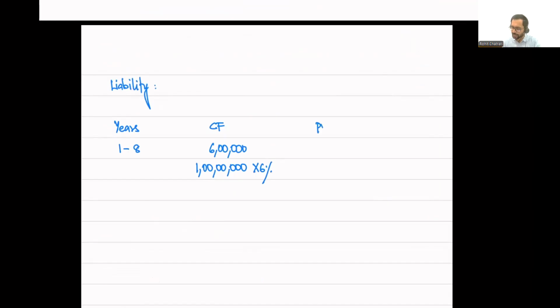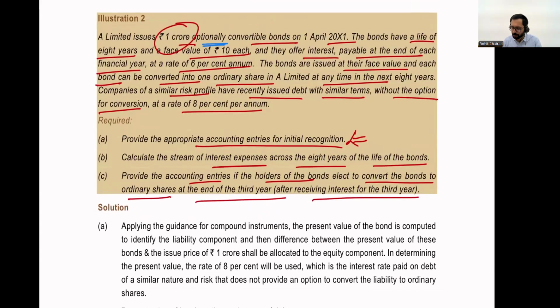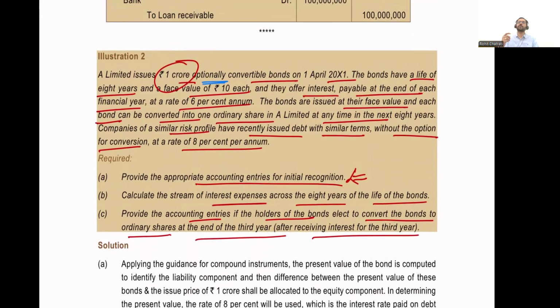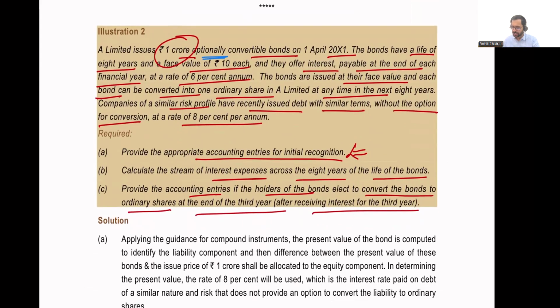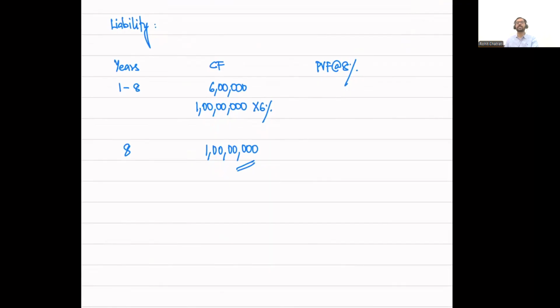So we have the present value factor at 8%. Also, if the holders choose not to exercise, we may be obligated to pay 1 crore rupees. Remember, the holders have an option. These are optionally convertible bonds where the holders may choose to either convert it into equity shares, or they may choose to redeem the bonds in the form of cash. Therefore, we will consider the possibility that we may be obligated to pay 1 crore rupees at the end of 8th year.